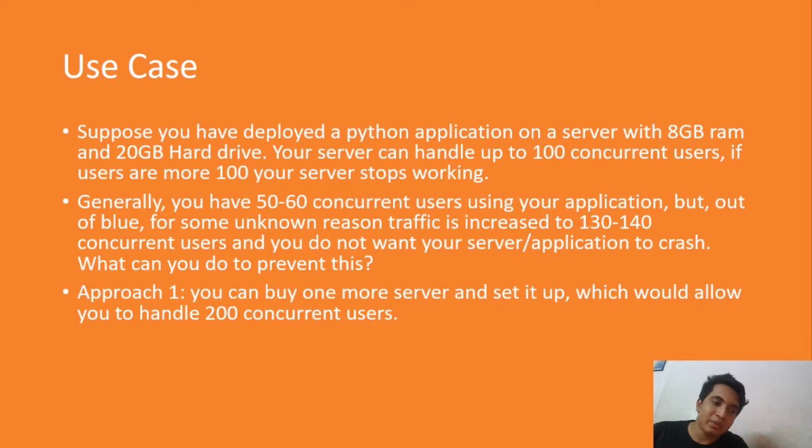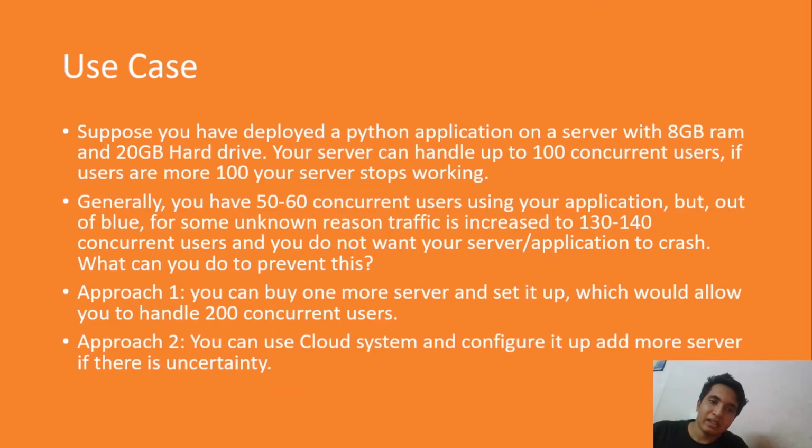There is an inexpensive approach, and that inexpensive approach is cloud computing. So we go to any cloud platform, whether it be AWS, GCP, or Azure. We configure our application in such a way that whenever there is a high number of users, whenever there is an increased amount of traffic, we add one more server. And whenever we don't need that server anymore, we just delete that server or deprovision it.